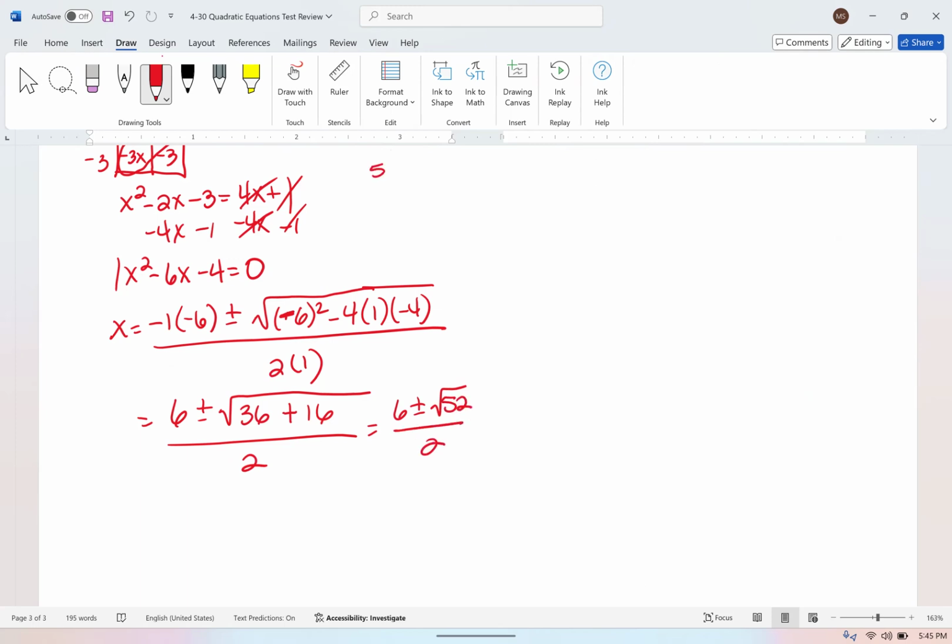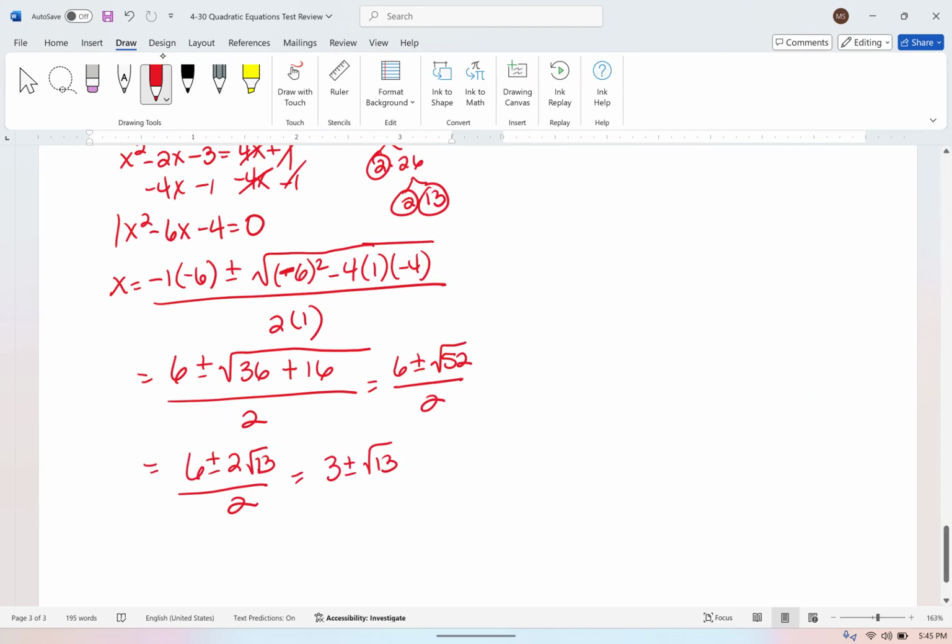So once again, I'm going to have to factor this. Okay, 52 is 2 times 26. 26 is 2 times 13. So 2 times 2 times 13. I have a pair of 2's. So this would be 6 plus or minus 2 square roots of 13 over 2. Can divide everything by 2. 6 divided by 2 is 3. 2 divided by 2 is 1, but we don't usually write a 1 in front of a radical. And so the final answer is 3 plus or minus the square root of 13. So 3 minus the square root of 13 and 3 plus the square root of 13.